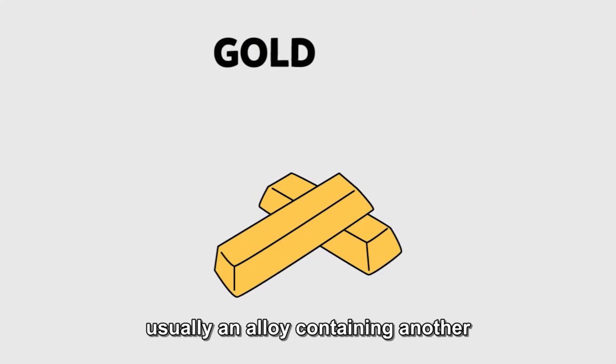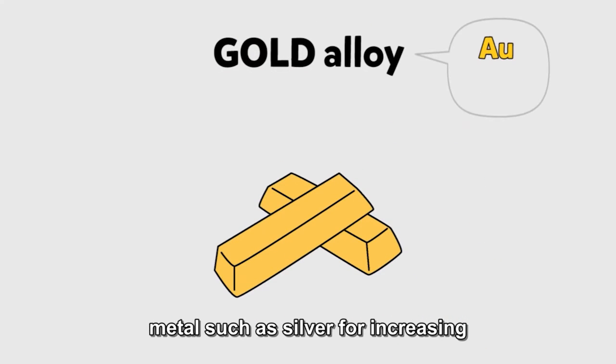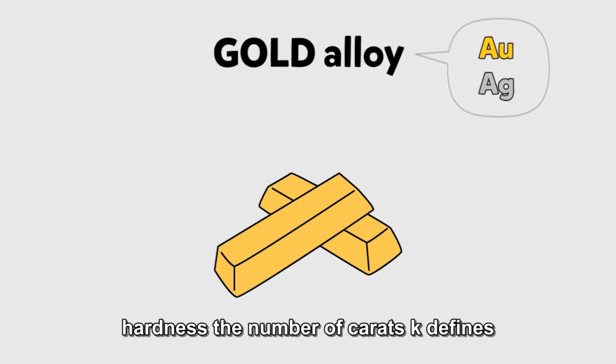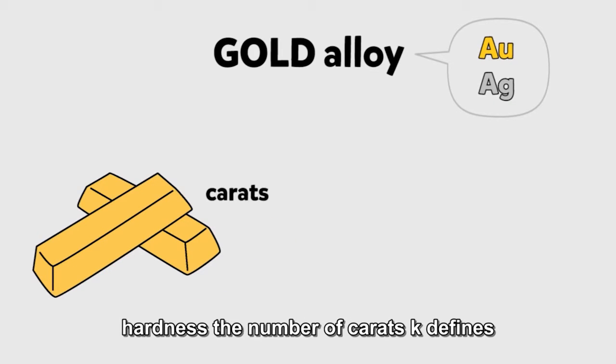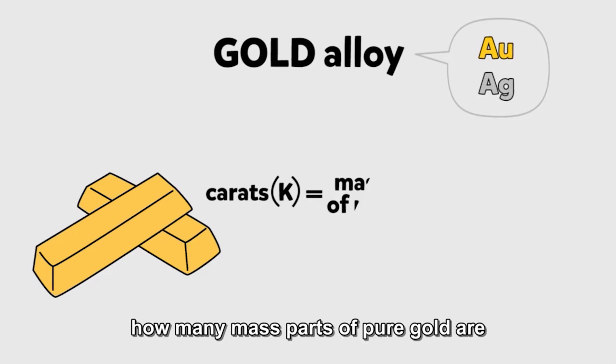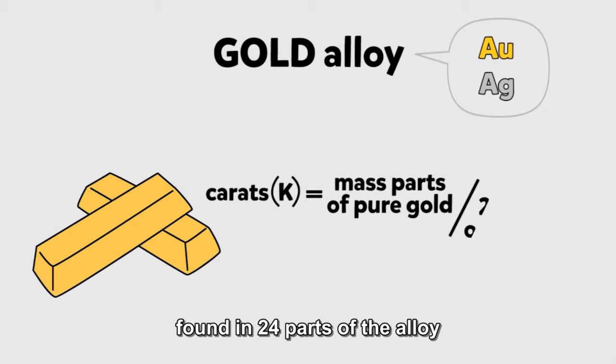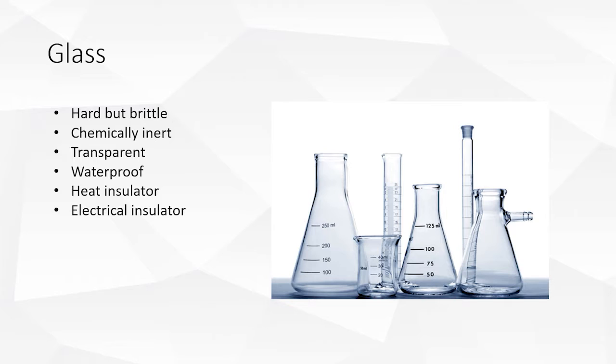Gold is usually an alloy containing another metal such as silver for increasing hardness. The number of carats, K, defines how many mass parts of pure gold are found in 24 parts of the alloy. After discussing alloys and their uses, let us proceed to the next subtopic, which is glass.